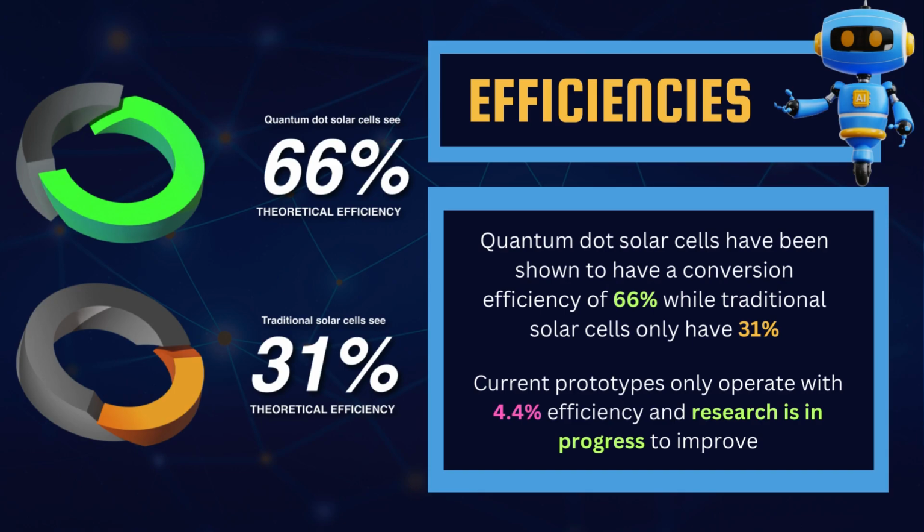With their unique size-dependent properties, quantum dots redefine the game. Theoretically, they can overcome the Shockley-Queisser limit, capturing a more extensive range of photons and minimizing energy loss. This allows their theoretical efficiency to skyrocket to a surprising 66%. Although current prototypes of these quantum dot solar cells only reach efficiencies up to 4.4%, there is promise in this technology, and research is being done to improve upon these efficiencies.